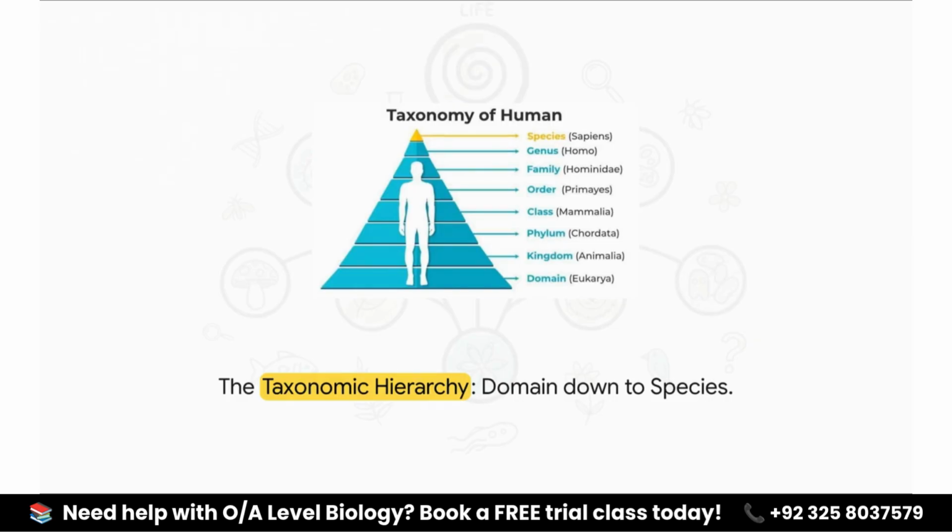Take the taxonomy of a human, for instance. We arrange organisms in a decreasing order of broadness, starting with domain and kingdom at the very top, and then working all the way down through phylum, class, order, family, genus, and finally landing on species at the absolute bottom. Each of these categories is called a taxon, and as you move down that pyramid, the organisms in the group share more and more highly specific features.